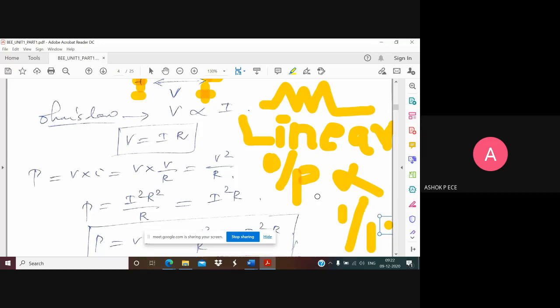I gave an example the other day. If in a circuit I am giving 2 volt, I am getting current as 4 amperes. I give 3 volt, I get current as 6 amperes. I give 4 volt, I get current as 8 amperes. You see that for all the inputs and outputs, the ratio is maintained to be 2. So this is a linear circuit. If the ratio is not maintained, it is a non-linear circuit.